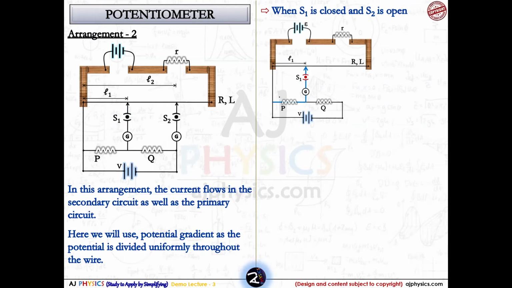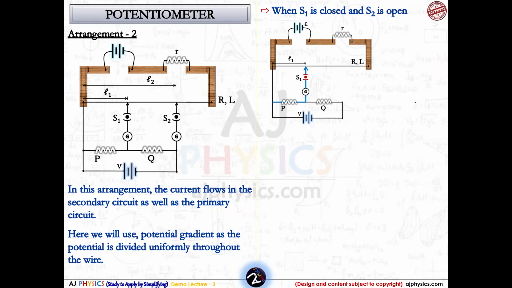So when S1 is closed and S2 is open, we are actually checking the voltage of this portion, only the voltage across the resistance P. So we will attain a balance point at some particular distance on the wire, and we can use the definition of the potential gradient. Fine. So the voltage across this P resistance will be IP, because the current flowing in the lower circuit, as I have told you, is I. And this will be equal to K times L1. Simply, the balance voltage divided by the balance length is the potential gradient. So I am using the same definition here.